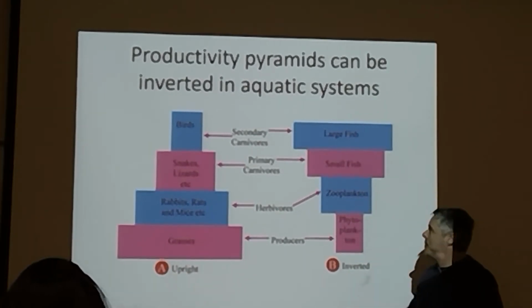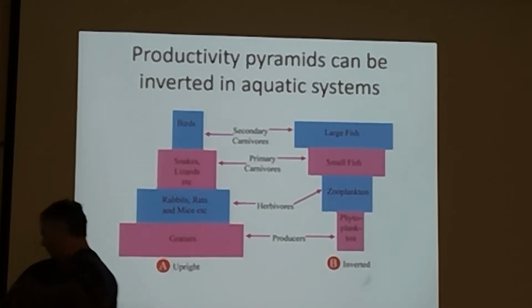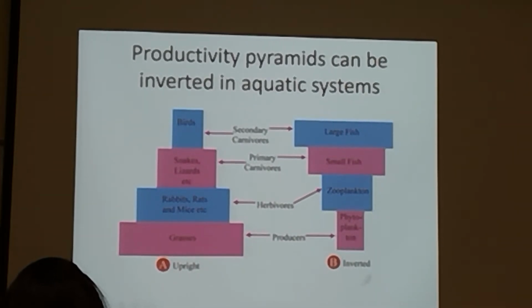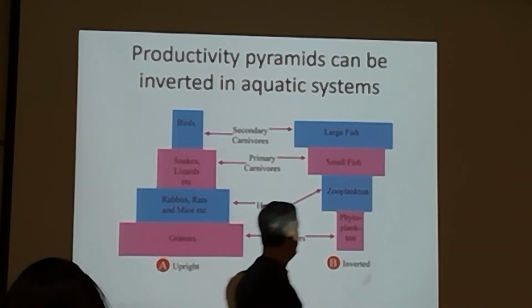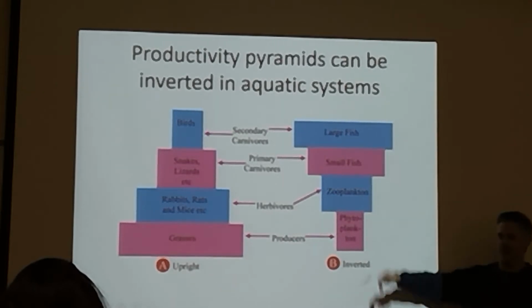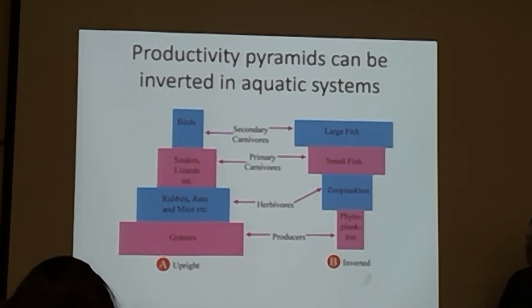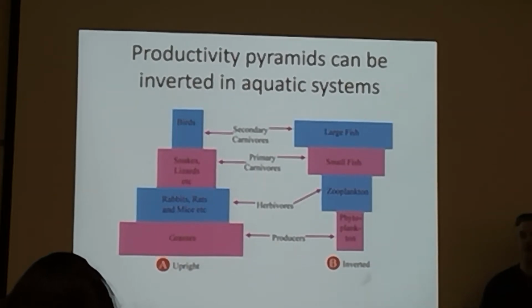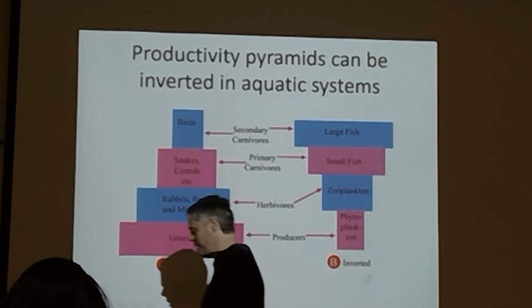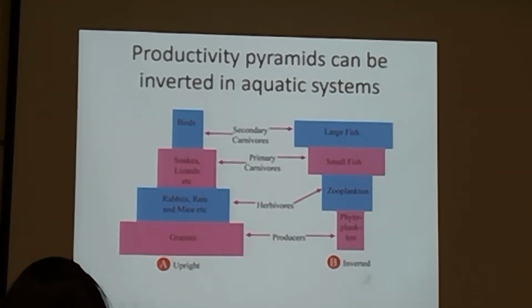And then as we move all the way up to the secondary carnivores, you've got these piscivorous fish, these fish-eating fish that might reproduce once a year and might not reproduce every year successfully, that are able to feed on smaller fish that might have 2 or 3 generations per year. Zooplankton having multiple generations per week, and phytoplankton having multiple generations per hour. So you can get these inverted biomass pyramids in aquatic systems.